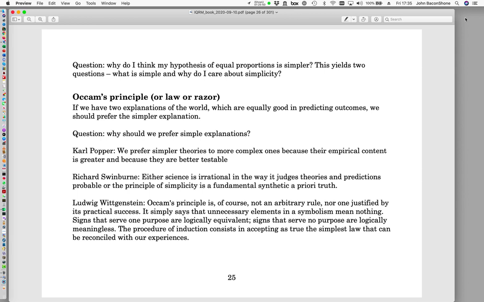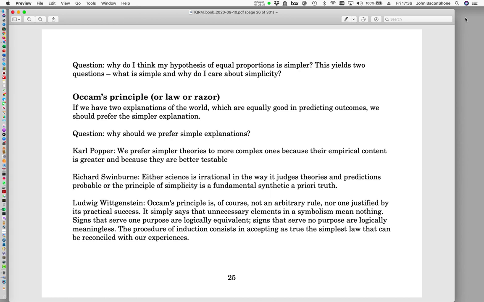Okay? In other words, the simplest law that gives me good predictions, or the best predictions I've got so far, that should be the one that I accept at this stage. Obviously, that may change in future because I may find a better law that can produce better predictions of my experience.